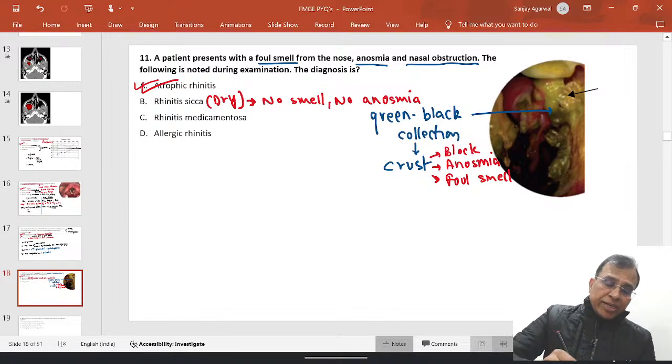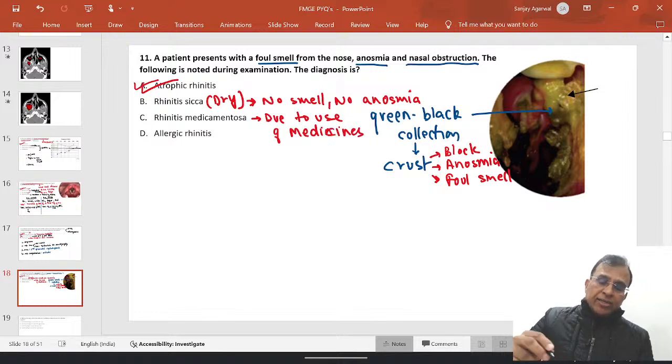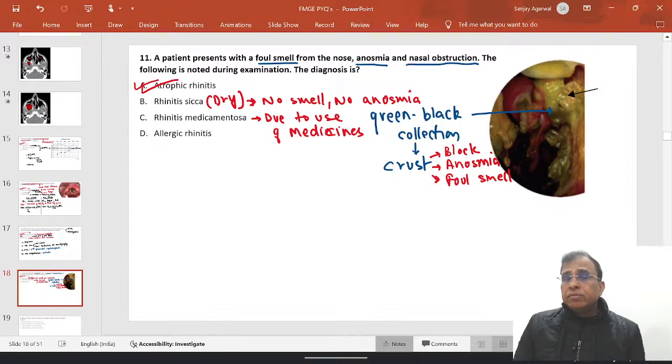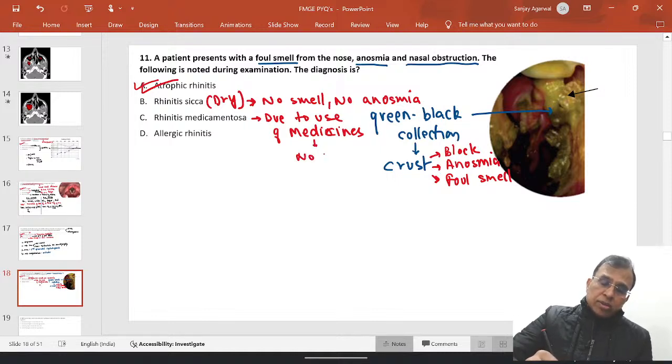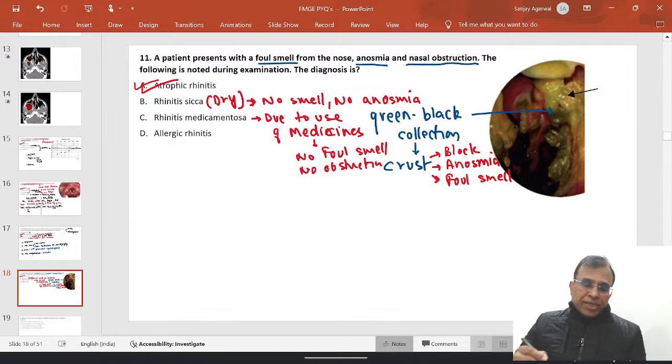Rhinitis medicamentosa is rhinitis due to excess use of medicines, vasoconstrictors like xylometazoline, oxymetazoline and all that. In this particular case, there is no history of medicine use or nasal drop use. Plus, this patient will also have no foul smell, and there will be no obstruction also. Nasal block will not be there. So it is not matching. And allergic rhinitis, we all know, is a very different kind of presentation. It's an allergy. In allergy, you have itching, sneezing, watery discharge from the nose, all that. There is no foul smell, no anosmia. It can be ruled out.